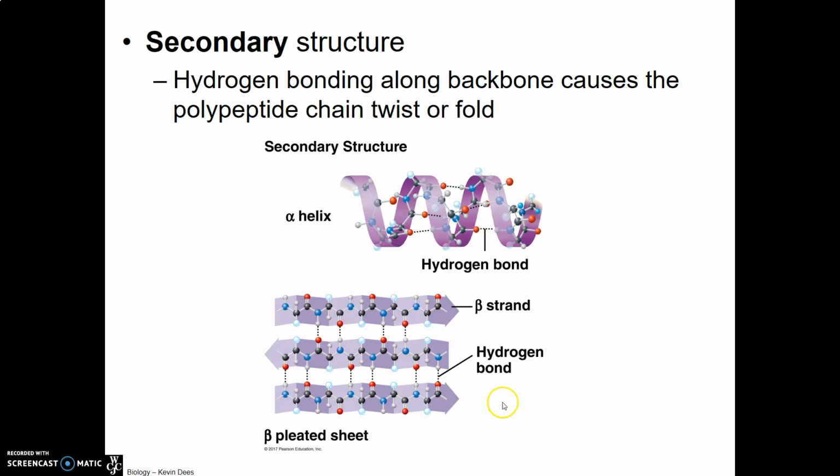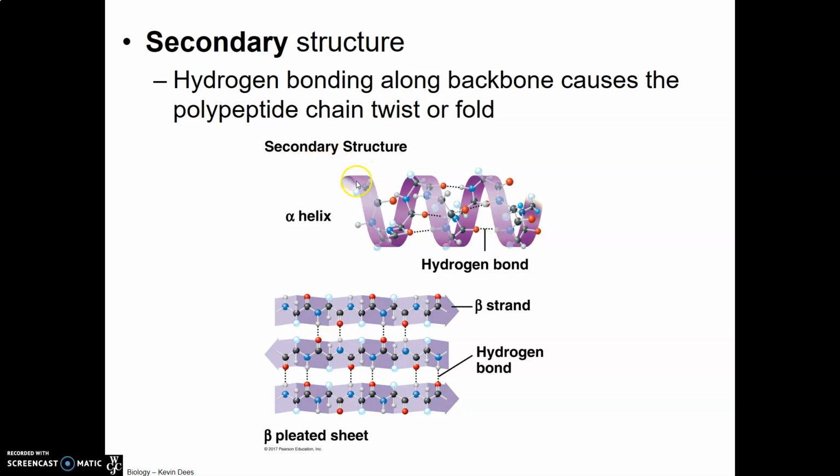Now, secondary structure is seen because of the hydrogen bonding that occurs along this polypeptide backbone, and it causes the polypeptide chain to twist or fold. So recall what hydrogen bonds are. These are weak attractions between a partially positive hydrogen ion and something that's partially negative, like this oxygen atom here. Individually, the hydrogen bonds are very weak, but collectively they're very strong.